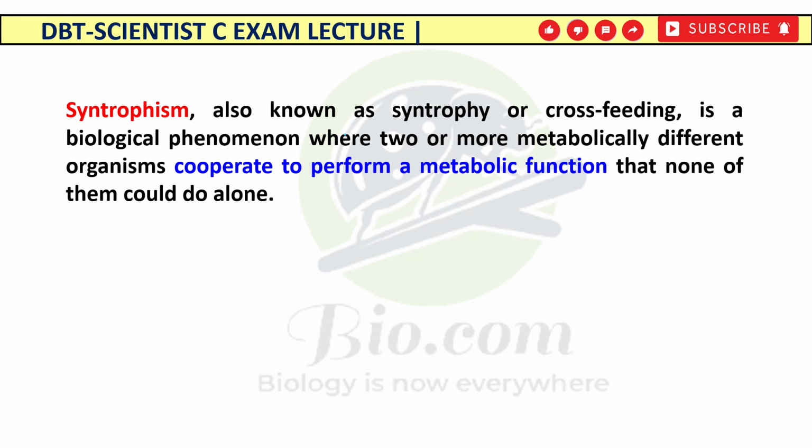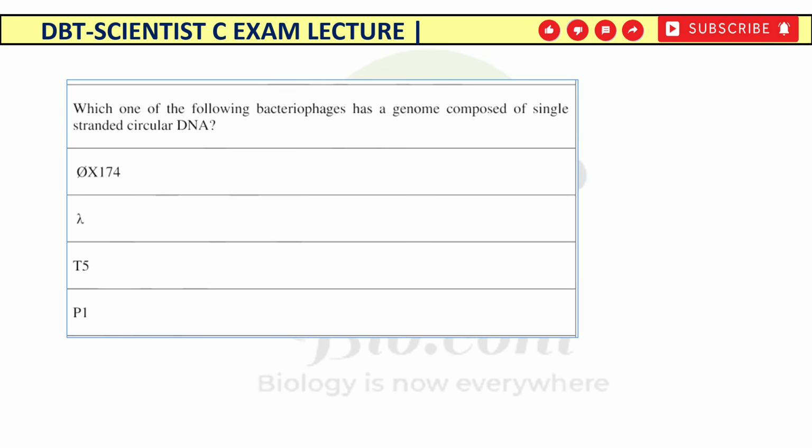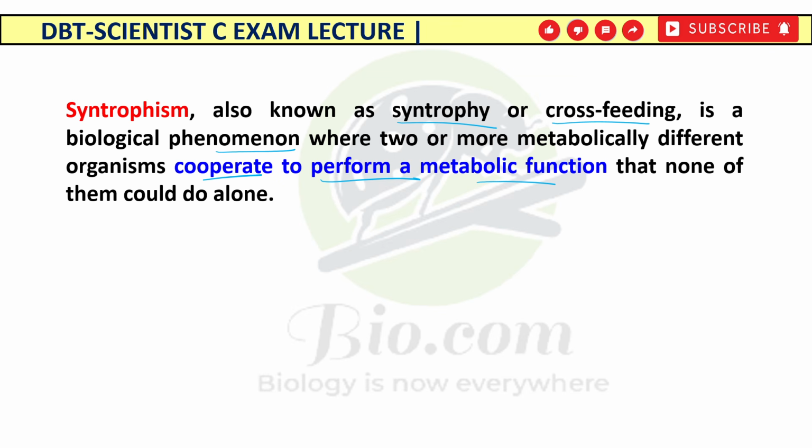So what is syntrophism? It is also known as syntrophy or cross feeding. It is a biological phenomenon where two or more metabolically different organisms cooperate to perform a metabolic function that none of them alone can do. So this is mutually helping, right? Because both A and B cannot do it on an individual basis. So both interact and they share their nutrition, right?